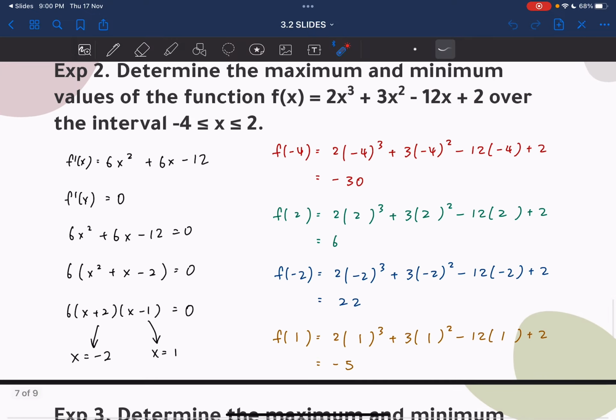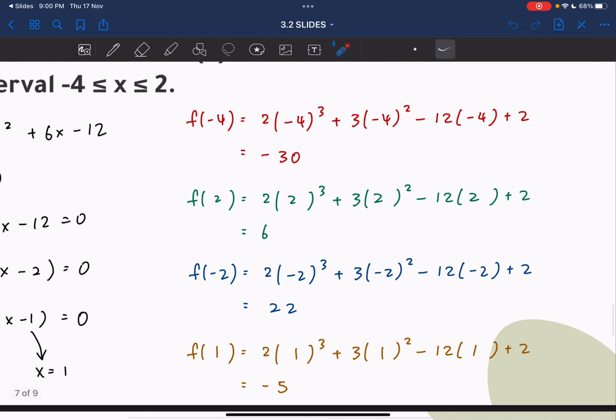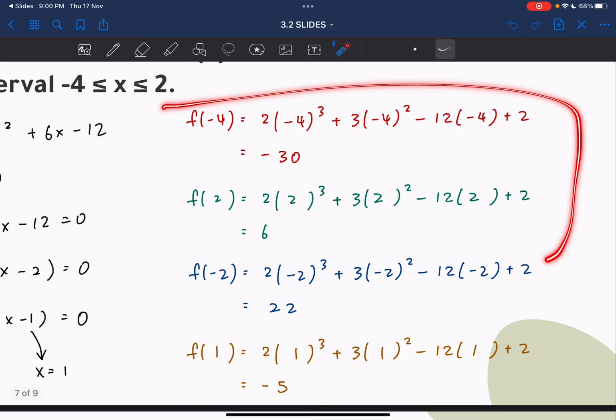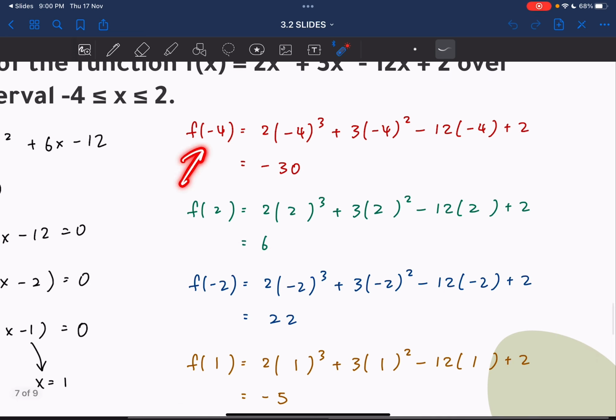Notice how −2 is within the interval and 1 is also within the interval. That means we can proceed and evaluate using f(x). You can write this however you want. I prefer putting the endpoints first and then the values you find later. So first you evaluate f(−4), and the y value you will find is −30. And when you evaluate x = 2, the y value you will find is 6.